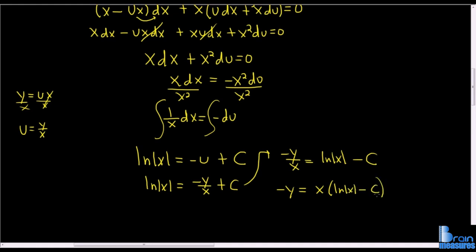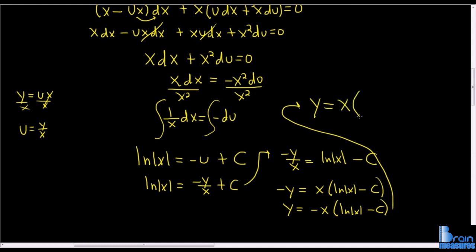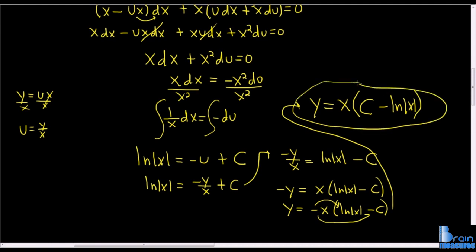And finally, we can multiply by negative 1 and we end up with this expression here. And if you prefer to distribute the negative 1 to make it look better, you could do that. So you end up with y equals x, parentheses. So negative 1 times this guy, it's going to make this negative, and then the c will become positive. So it's going to be positive c minus natural log absolute value of x. And that is the final answer. I hope that helps.